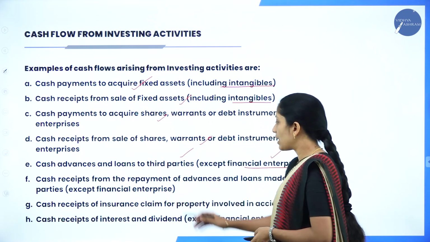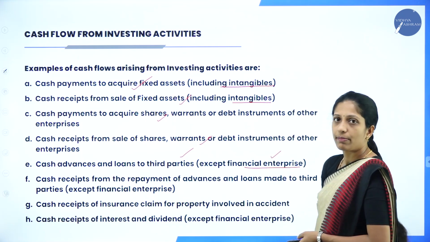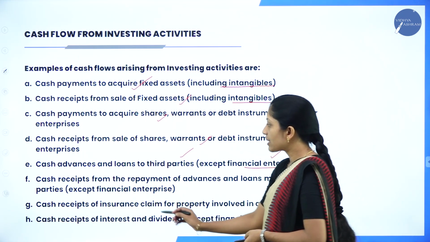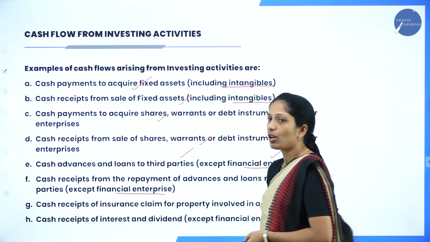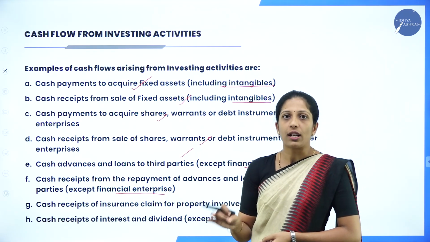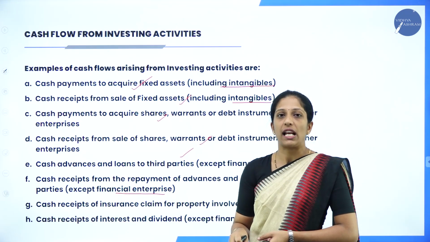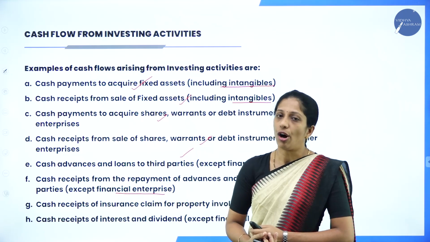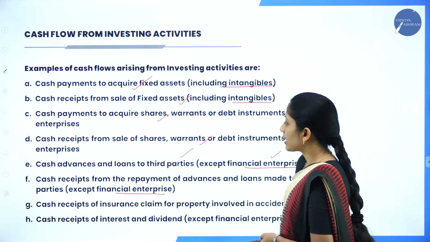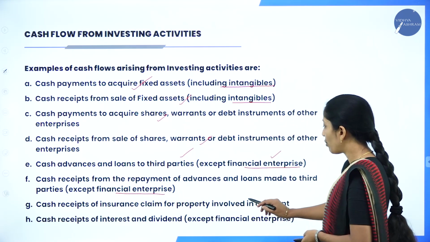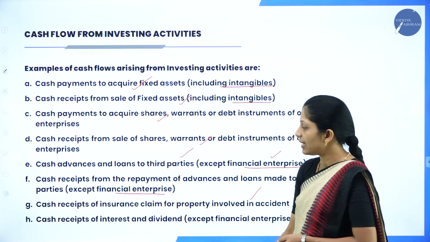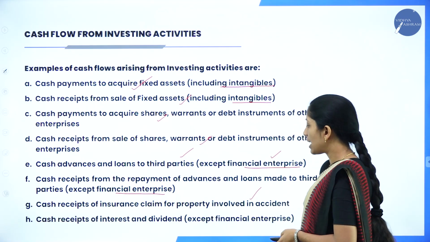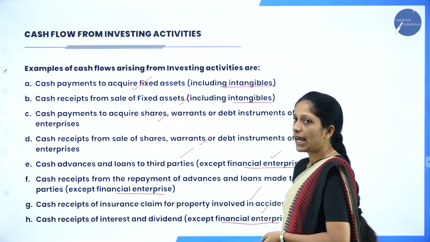Cash receipts from the repayment of advances and loans made to the third parties except financial enterprise. Here also financial enterprise is not included. If it is of financial enterprise, then it comes under operating activities. Next, cash receipts of insurance claim for property involved in accident. Then cash receipts of interest and dividend except financial enterprise.